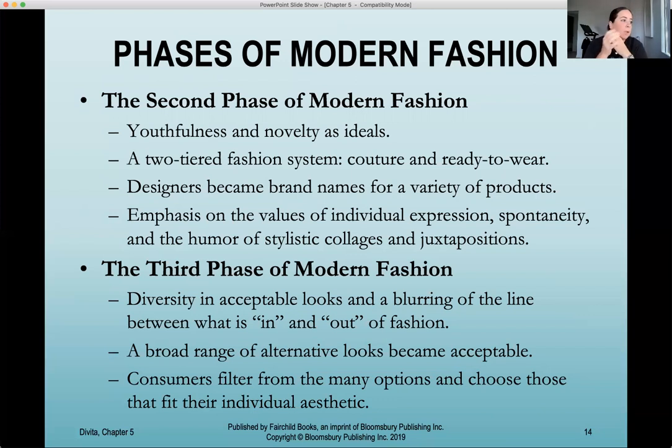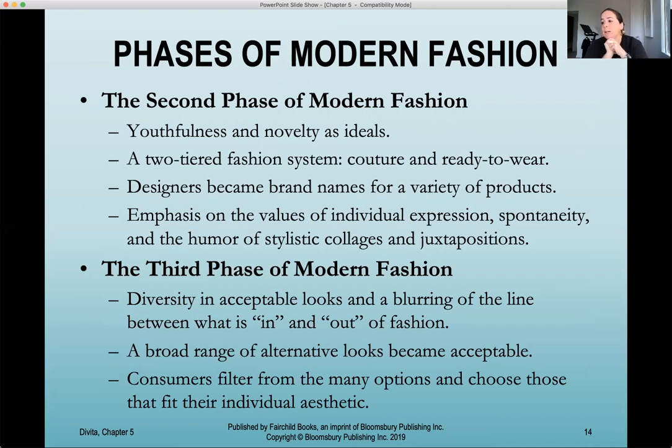If we talk about Gucci, not only did they make clothes, but they're making shoes and sunglasses and perfumes and houseware. So they're putting that name on a variety of different products. And there was emphasis on the values of individual expression, spontaneity, the humor of stylistic collages and juxtaposition. So this really was the era of modernizing and being okay with who you were and expressing yourself through dress and not just wearing what everyone else was.